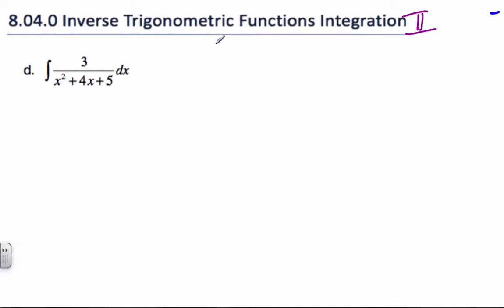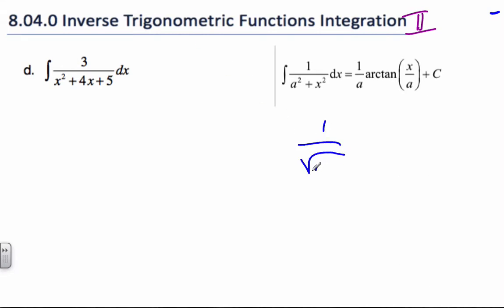Okay, here we are with inverse trig functions integration part 2. When we think about integration with trig functions, you have to recognize that it's going to follow either the form of arctangent, where it's a squared plus an x squared, or arcsine, which is 1 over the square root of a squared minus x squared. That's the arcsine scenario. Since this particular scenario has no square root, it's going to be tangent, but this does not match to here.